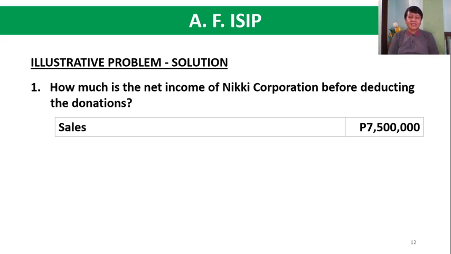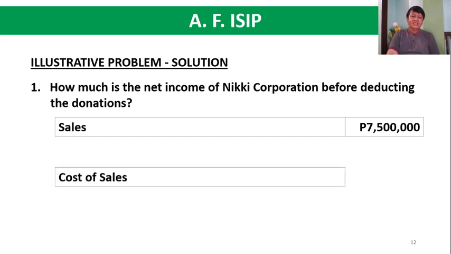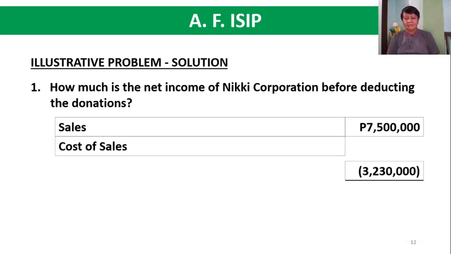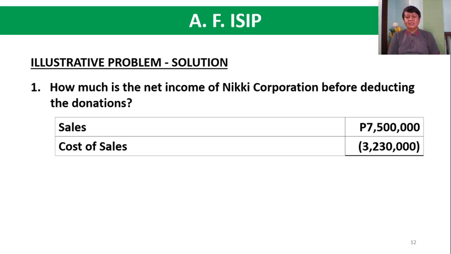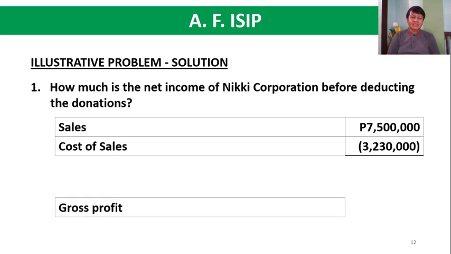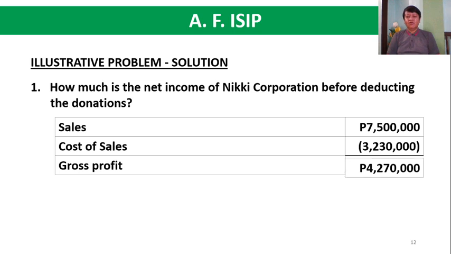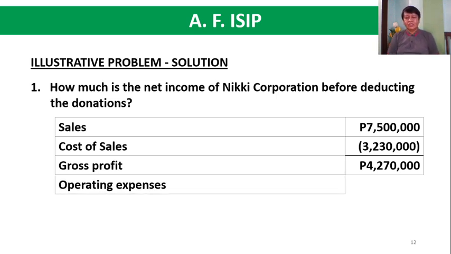And then we will deduct the cost of sales. As I have said, the cost of sales is the amount of merchandise that you sold without markup. So in this case, the cost of sales given in the problem is 3,230,000 pesos. That will be deducted from the sales of 7,500,000 pesos to arrive at the gross profit of 4,270,000 pesos. And then from that gross profit, we will deduct the operating expenses of how much?